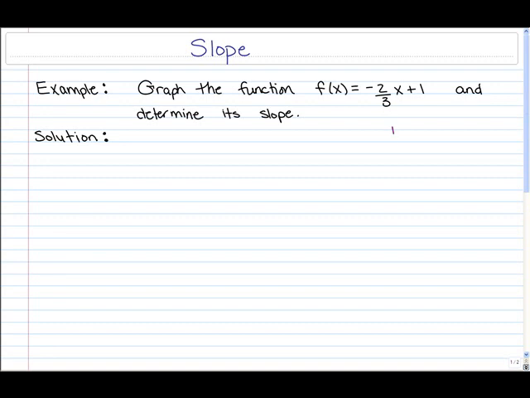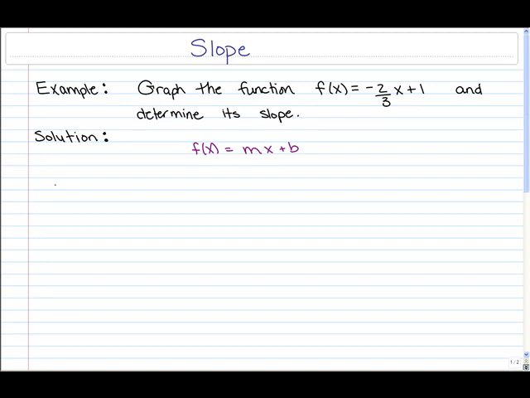So as previously stated, the function here is in the form y equals mx plus b, or f(x) equals mx plus b. And we know that that's a linear function, so we can just simply graph the function by connecting 2 points on the graph with a straight line. Now we can calculate 2 ordered pairs. We can then plot the points, graph the function, and determine the slope.